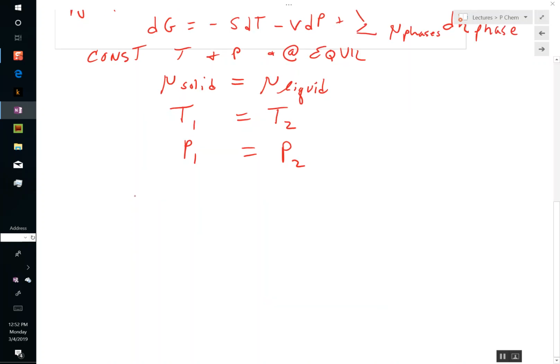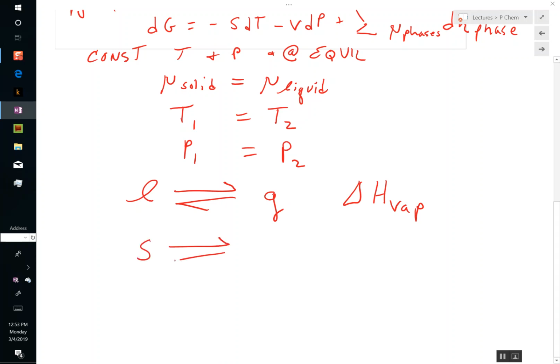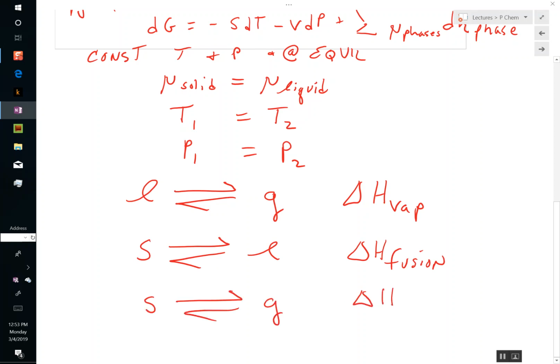And what are some of these phase transitions? We have liquids going to gases, and we talk about a delta H of vaporization. What is the enthalpy change associated with a liquid going to a gas? We have solids going to liquids, the delta H of fusion, and then we have solids going to gases, and we talk about the delta H of sublimation.